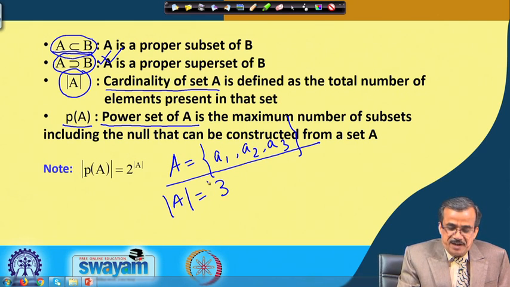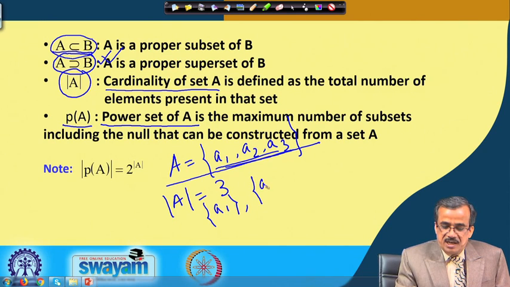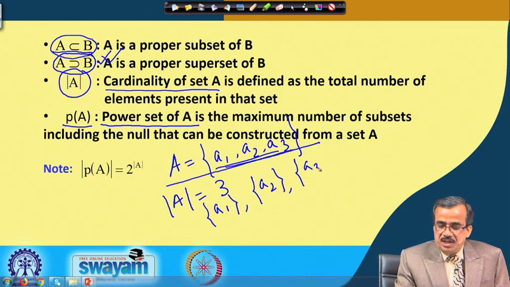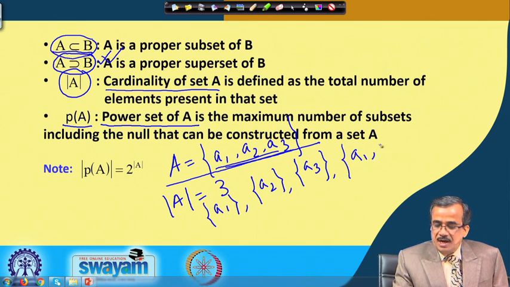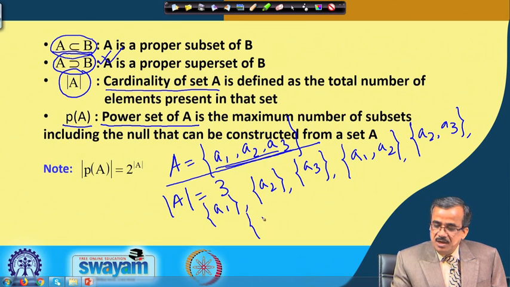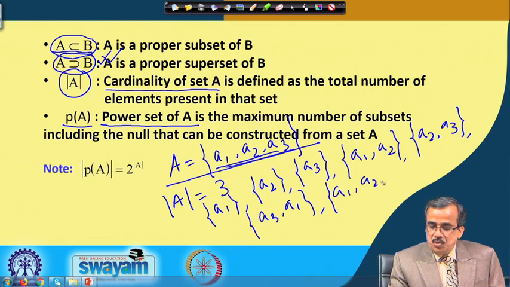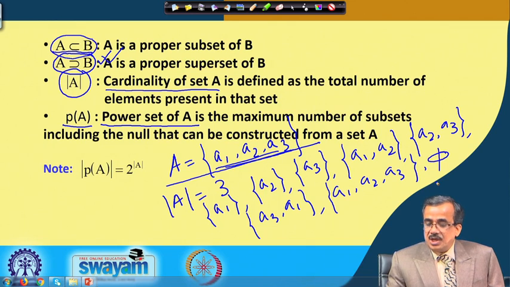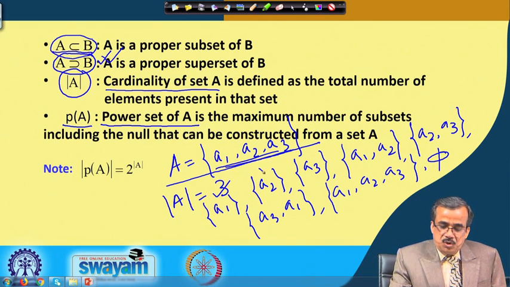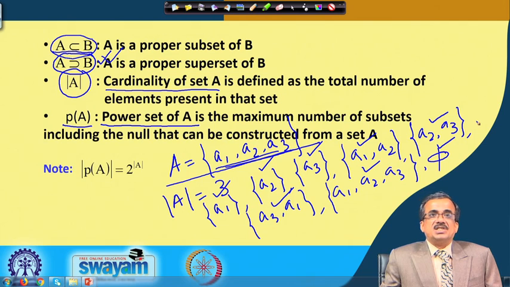Now, if I take one-element sets, that is called a singleton. So, from here I can construct the subset like A1, next the subset like A2, next I can construct A3, next I can construct A1, A2, next I can construct A2, A3, next I can construct A3, A1. I can also construct the same, that is A1, A2, A3, and I can also construct the null set. Now, let me count how many subsets we have constructed. 1, 2, 3, 4, 5, 6, 7, 8. So, 8 such subsets I have constructed.